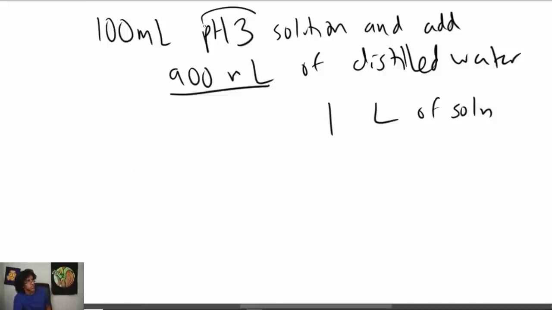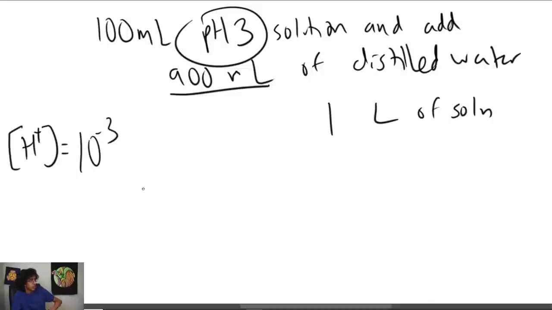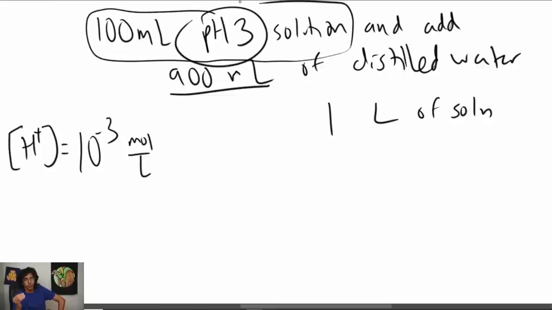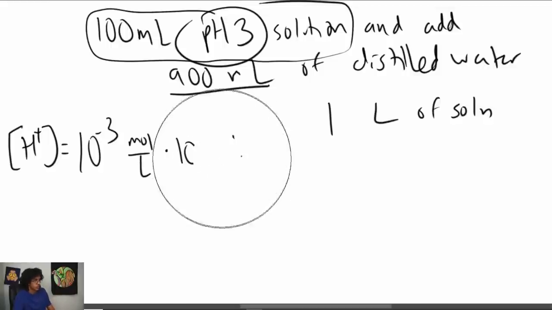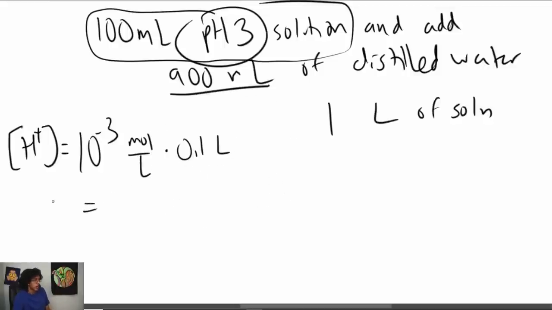So let us calculate the original number of moles of hydrogen ions. So pH 3, remember, we take the negative and put it to the power of 10. So 10 to the negative 3 is our H plus ion concentration, the moles per liter in the initial solution. But we want to find the moles, because we want to find moles over liters. So let us find the moles by multiplying by 100 milliliters, which is 0.1 liters. And essentially, we get 10 to the negative 4 moles of hydrogen ions.